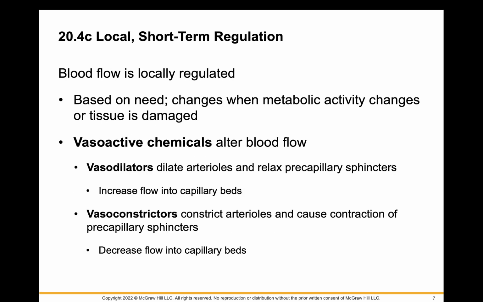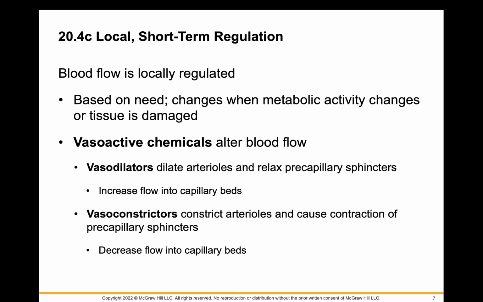Now, when we look at things that are going to have an impact on local flow, one of the biggest things is going to be metabolic activity, or when tissue is damaged. Before we go there, we have to look at some factors that are going to be released. They can be released by the tissue, they can be released by vessels, and we're going to refer to them as vasoactive. These are chemicals that somehow are going to change blood flow.